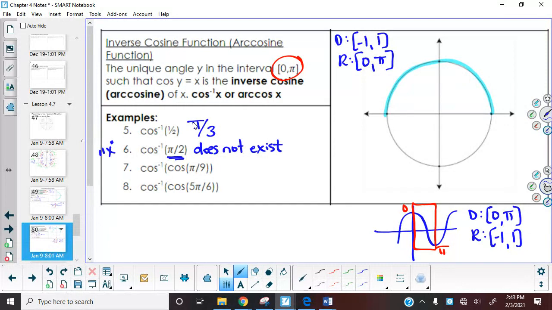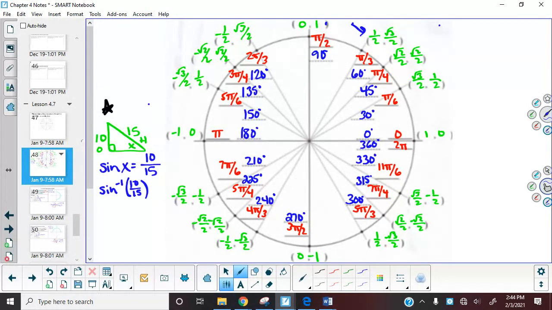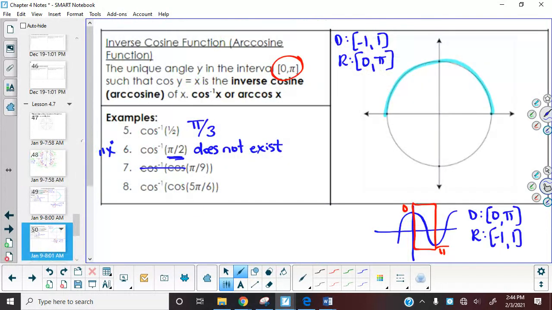If we look at number 7, the inverse cosine and the regular cosine cancel each other out. Pi over 9, again, is going to fall in this first quadrant, so we can just use it. We don't have to worry about doing anything fancy with it, and our answer is just going to be pi over 9.